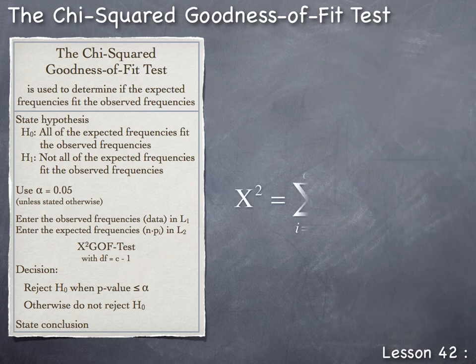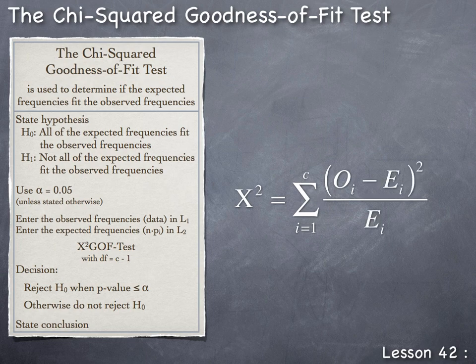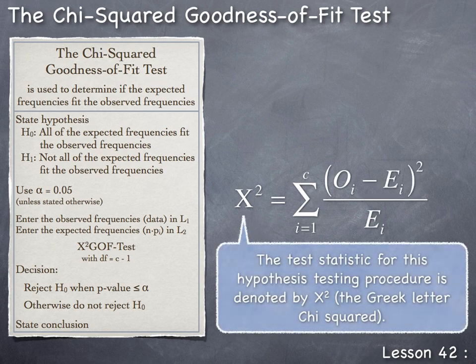The formula that is programmed into the TI-84 calculator for the chi-square test is given here. The test statistic for this hypothesis test procedure is denoted by what looks like the letter x being squared, which is really the Greek letter chi being squared. Thus, the symbol used to denote the formula, the Greek letter chi squared, gives rise to the name chi-squared goodness of fit test. Now, the formula involves taking the observed values and subtracting the expected values.